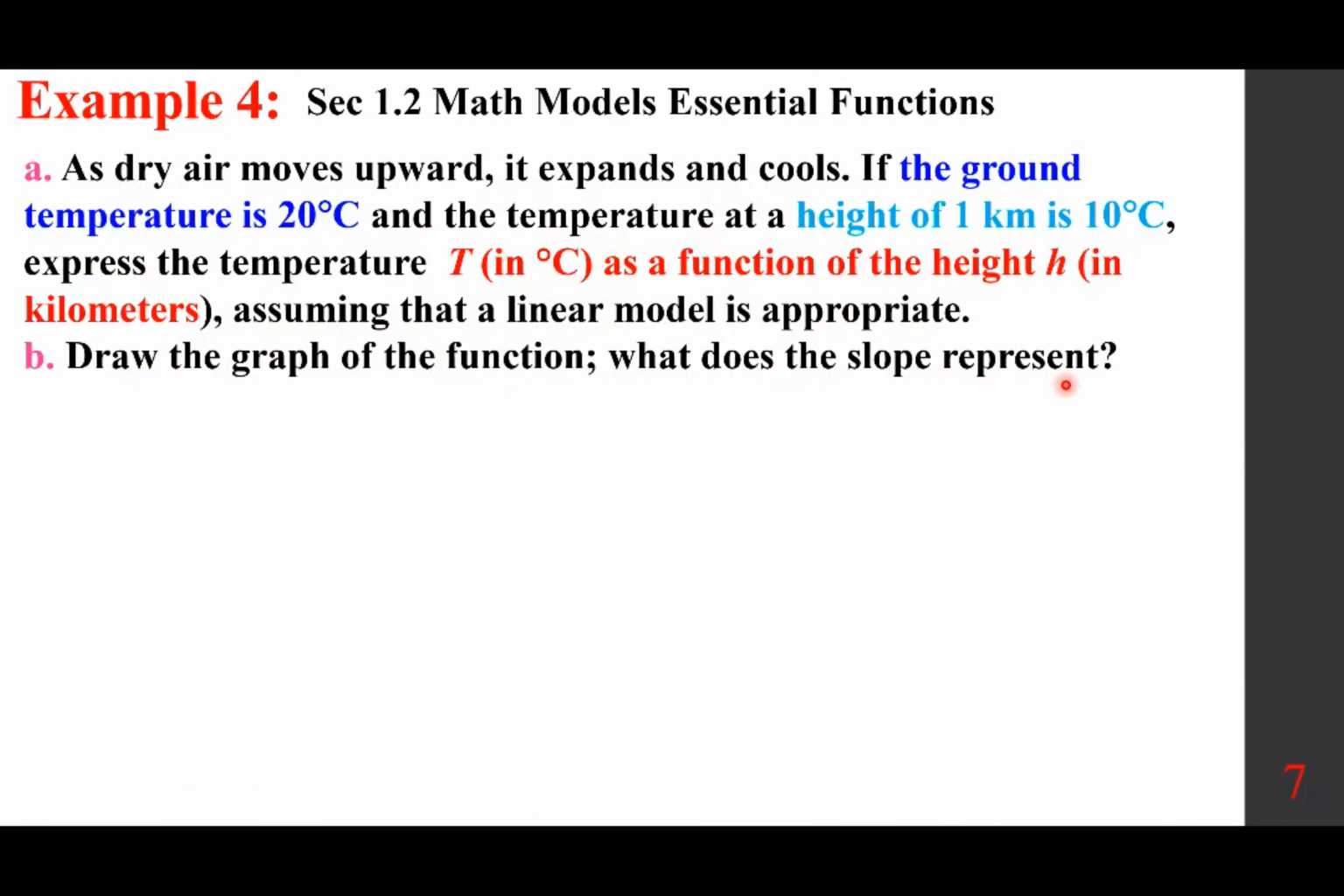So let's write what's given. If you look at the blue piece, the ground level gives us the temperature of 20 degrees. And so we are going to go with H and T. So this one, 0 gives us 20 degrees. 1 kilometer gives us 10 degrees. So let's write those, and they give us two pairs.